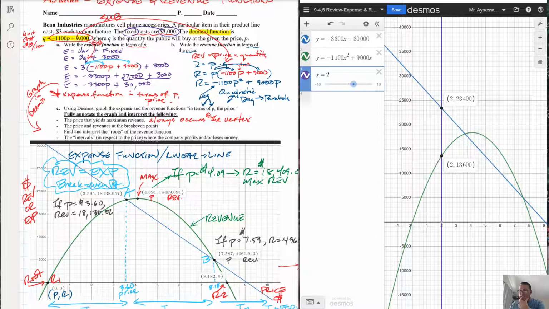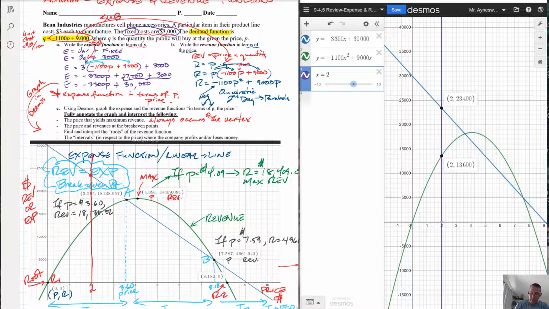And notice that on the expense function, if the price is set to 2, then the expenses are $23,400, and the revenue is $13,600. So the expenses are much higher, almost $10,000 higher than the revenue. And if you're spending more than you're making, you're losing money. All right. So what we want to do is graph that on your paper here. So let's just graph that vertical line at 2. Find 2, which is right here, and go straight up.